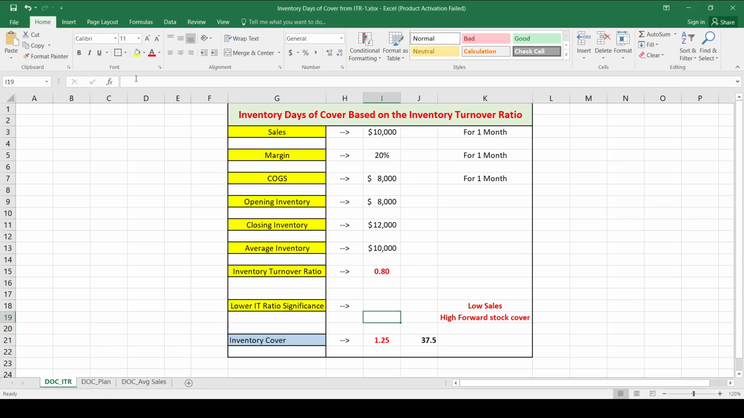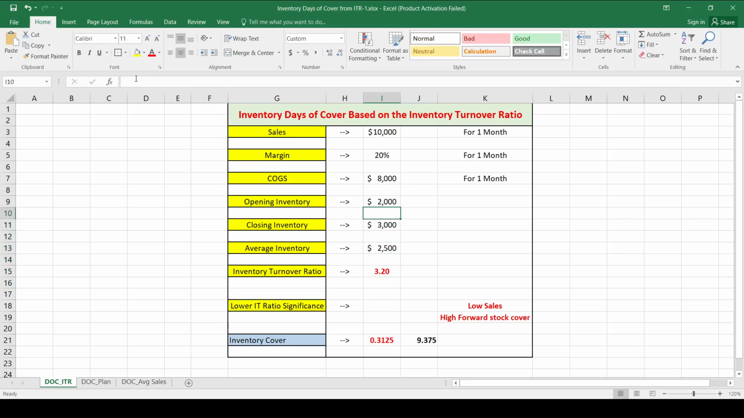So in this way, you can derive your inventory days of cover basis your inventory turnover ratio, and from this you can understand the importance of your opening inventory and closing inventory. Let's say you have an opening inventory of 2,000 and a closing inventory of 3,000. So here your cost of goods sold is 8,000, but your average inventory is 2,500. So your inventory turnover ratio comes out to be 3.2.